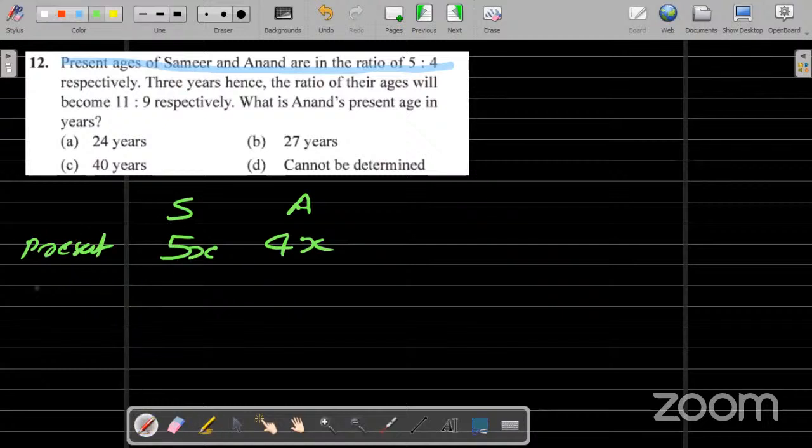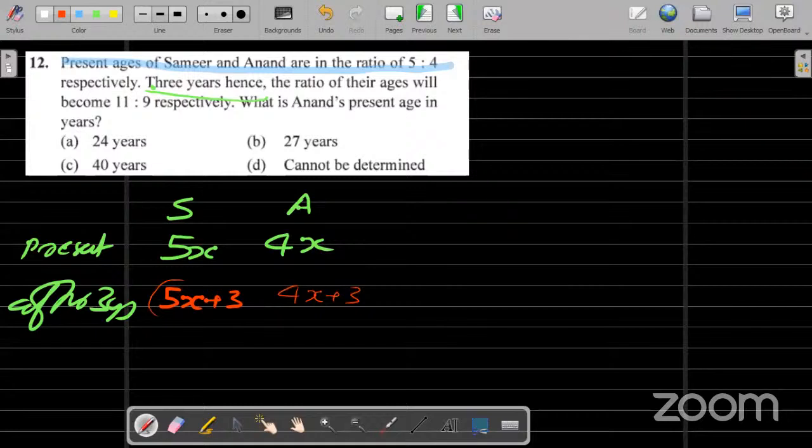Now, after 3 years. 3 years hence means after 3 years. After 3 years, what will be the ages of those 2 people? Every person will get an increment of 3 years. So the age of Samir will be 5x plus 3, and that of Anand will be 4x plus 3. Now the new ages are in the ratio 11:9.